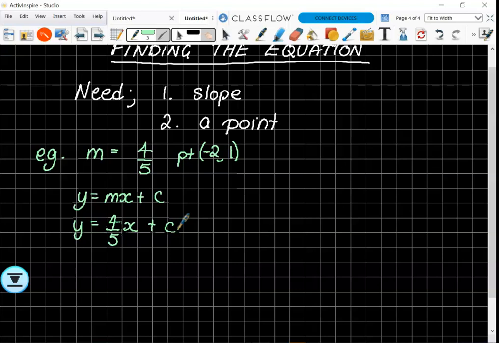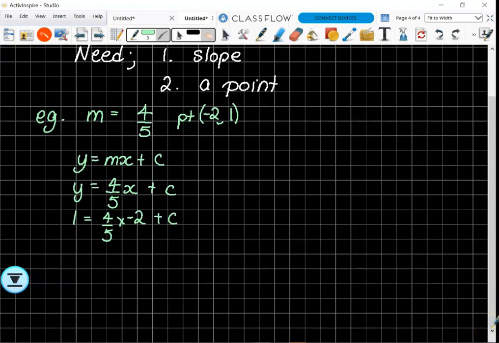And now, how are we going to find the c? We've got a y value, we've got an x value, have we not? So what would you want to do? Substitute. So it becomes 1 equals 4/5 times -2 plus c. We have to do a little bit of algebra to try and find c. So we're going to go 1 equals 4/5 times -2, which is -8/5, plus c. Therefore c would be 1 plus 8/5. Do we agree? Because that goes over the other side.